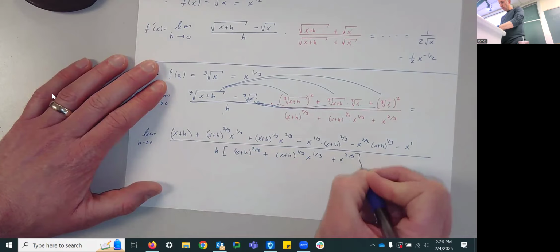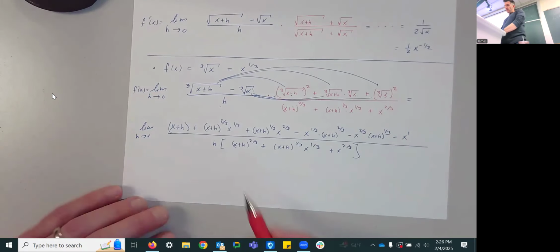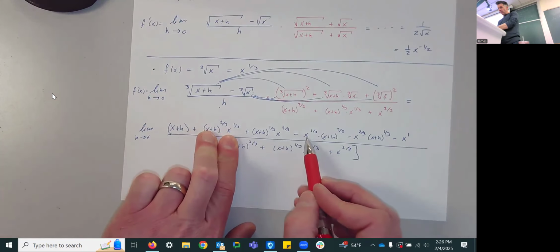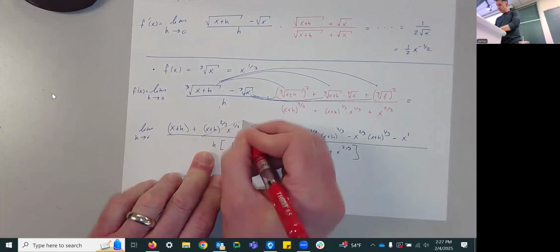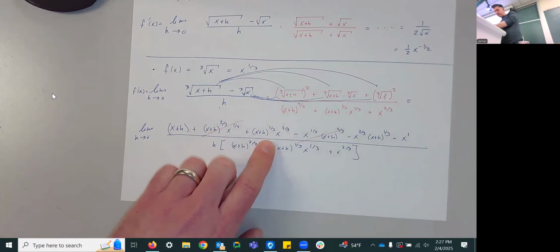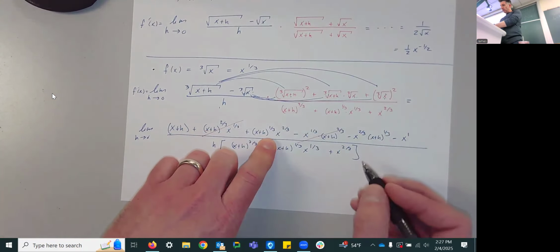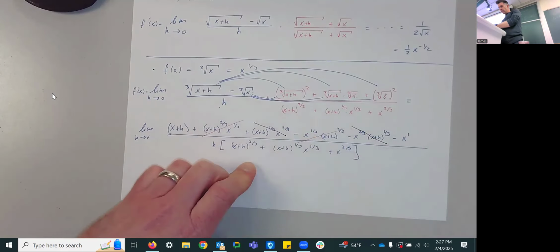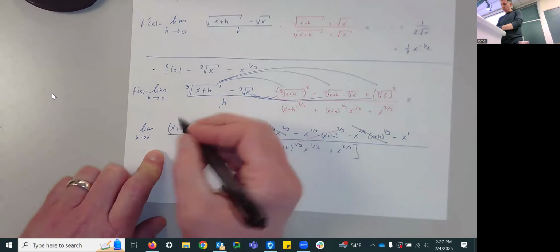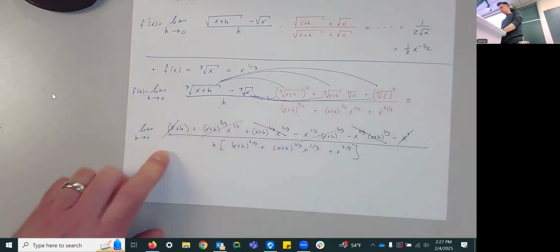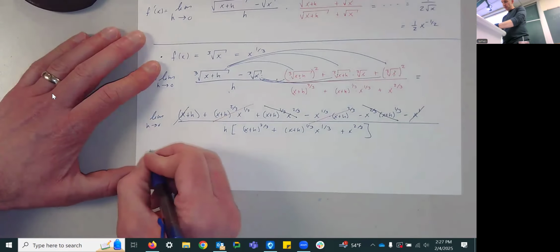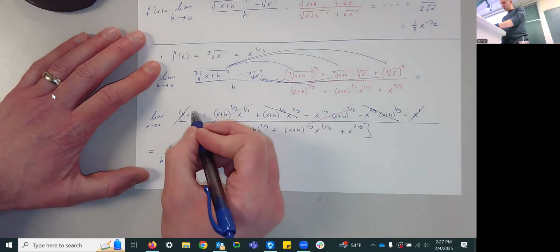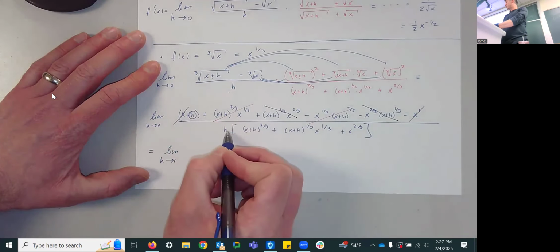Okay, now look at what happens on top here. X plus h to the 2/3 times x to the 1/3 cancels with negative x to the 1/3 times x plus h to the 2/3. And x plus h to the 1/3 times x to the 2/3 cancels with negative x to the 2/3 times x plus h to the 1/3. And x minus x also goes away. So I'm left with h. So we're left with the limit as h goes to 0, this single h that's left behind divided by that h is 1.